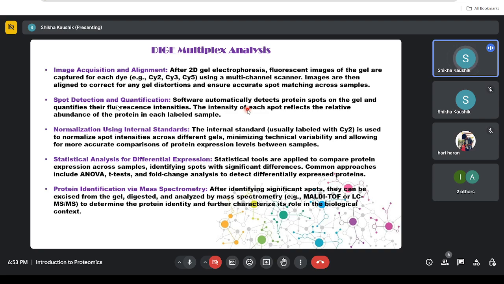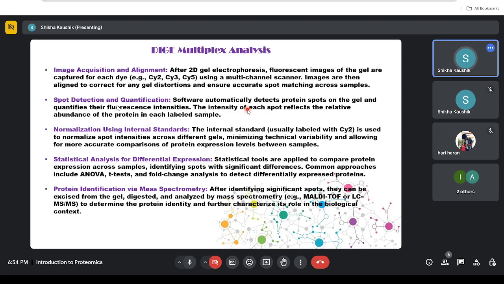So the software automatically detects protein spots on the gel and quantifies their fluorescence intensity. So far we only had detection. Now you're quantifying as well. So how do we quantify? Depending upon the fluorescence intensity. If the intensity is high, the protein is present in a higher amount. If the intensity is low, the protein is present in a lower amount. So the intensity of each spot reflects the relative abundance of the protein in each labeled sample.